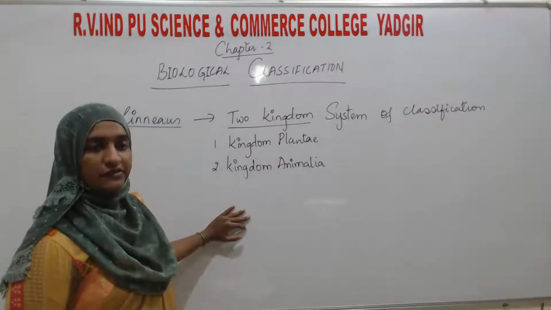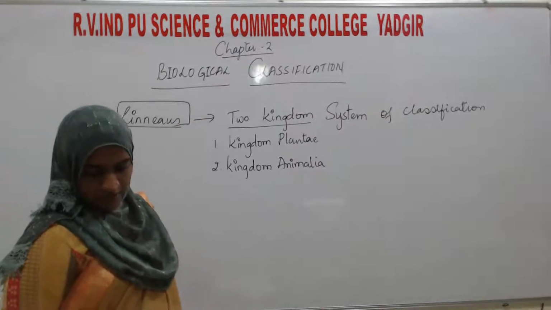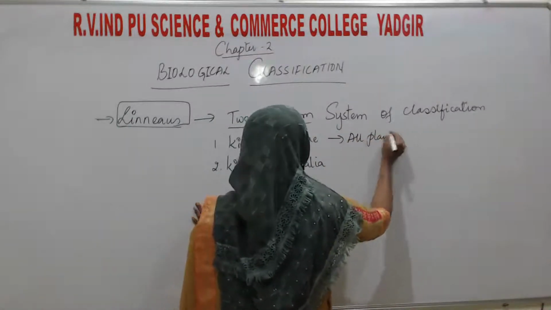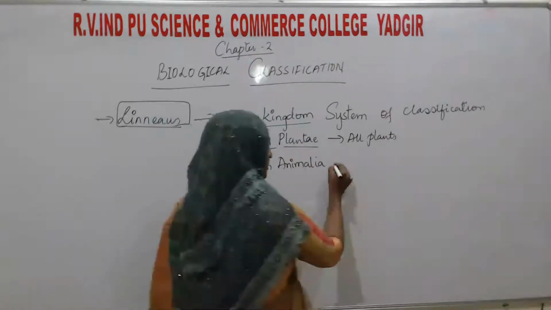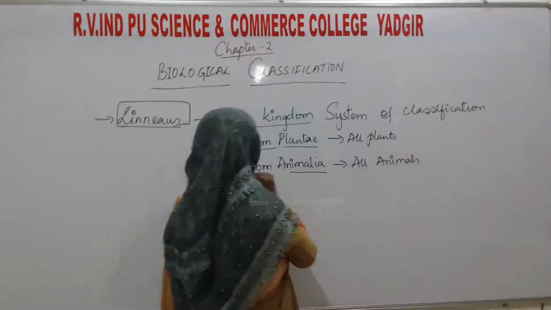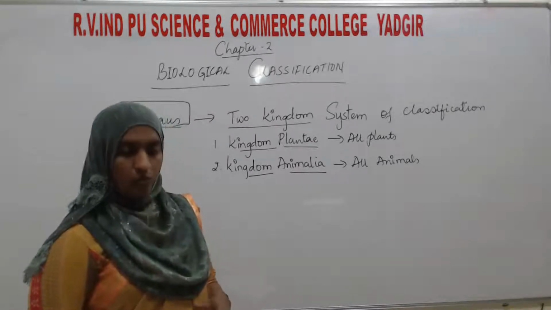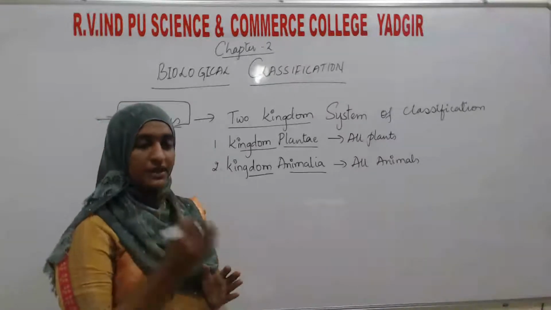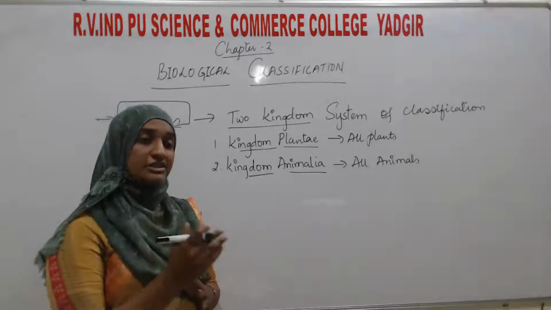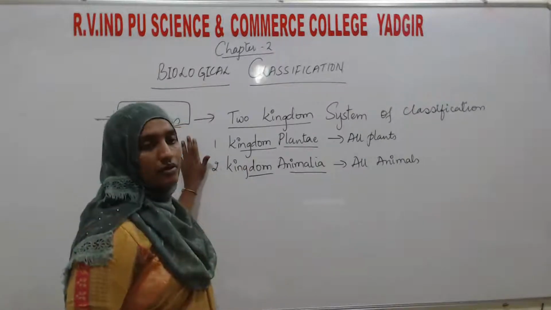These are the two kingdom system of classification given by Linnaeus. In this, all plants came under the kingdom Plantae, and in kingdom Animalia all animals were grouped. The system was used till very recent years, till the five kingdom classification came into existence in the year 1969. Till that time, only these two kingdoms were used.